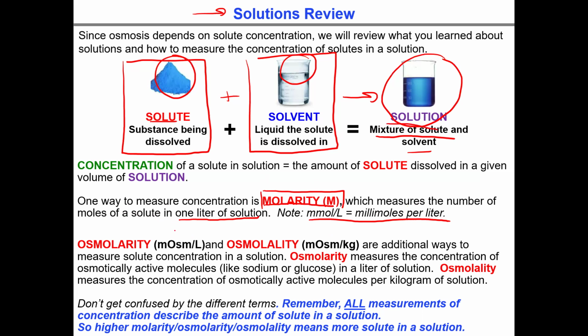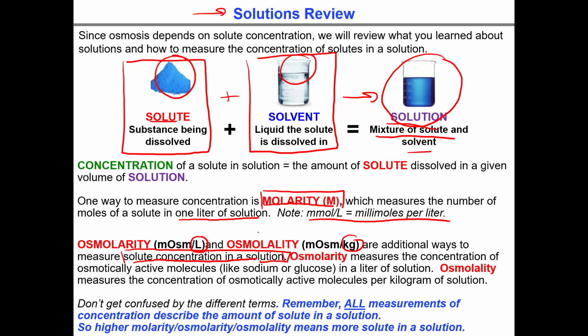Now, there are a couple of other ways to see how much we have, and those are osmolarity and osmolality. The major difference between these two is that they're still measuring the concentration of solute in a solution, just like molarity is, but we're either looking at it per liter or per kilogram. So osmolarity and osmolality are still measuring the solute concentration in a solution, but they do it in a couple of different ways: either in liters or in kilograms.